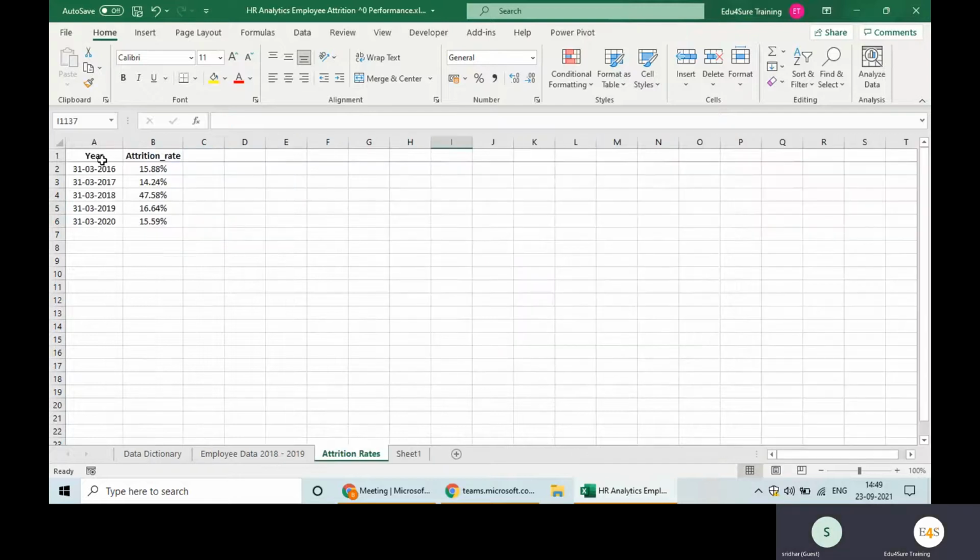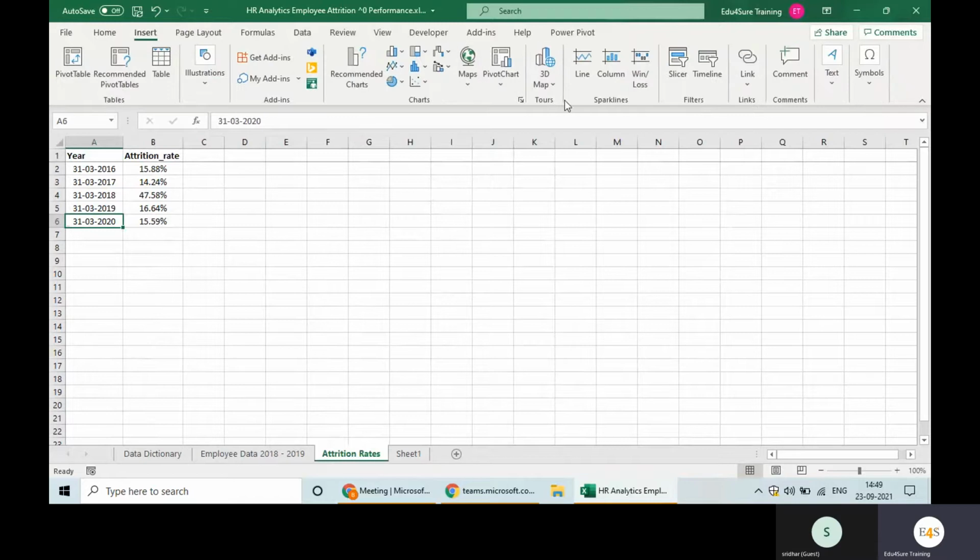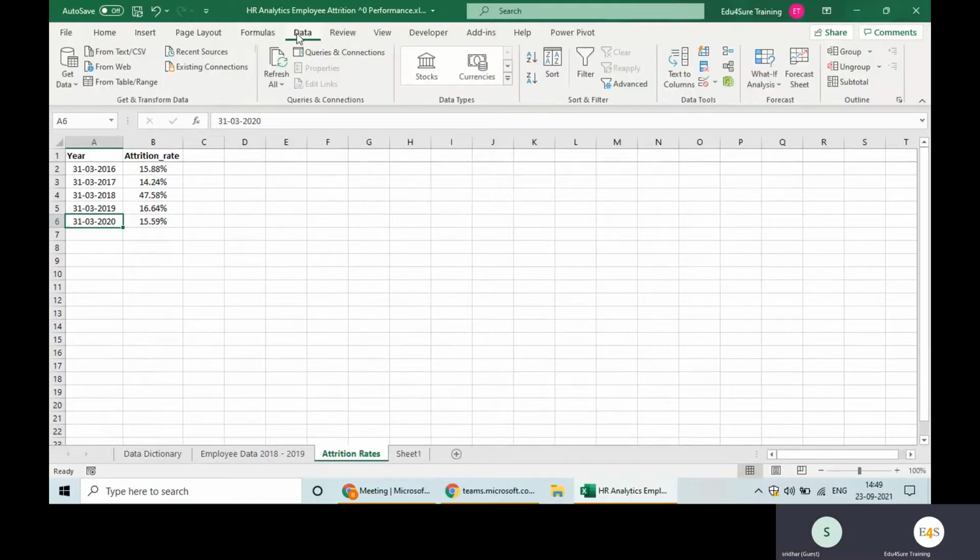Okay, so these are the attrition rates we have, right? We have 5 years of data, and now we want to forecast for the coming 5 years, as in 2021 to 25. We do not have forecasting in the chart section in Excel. We have forecasting in the data tab, right? So we came to the data tab.